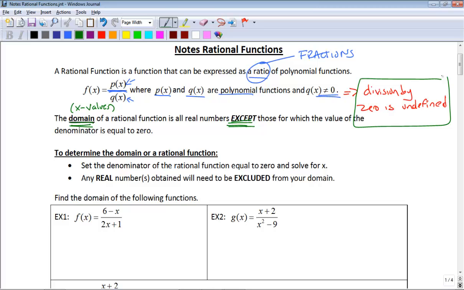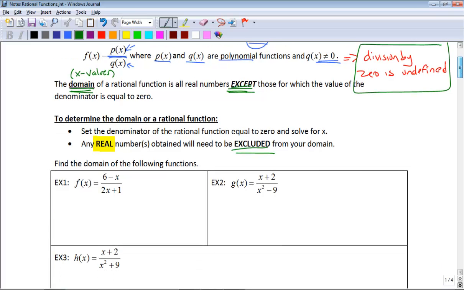So how would you find the domain of a rational function? Well, the very first thing that you do is you set the denominator of the function equal to 0 and you solve for x. Any real numbers, and only real numbers, that you obtain must be excluded from your domain. So let's look at the first three examples where we're finding the domain of a rational function.